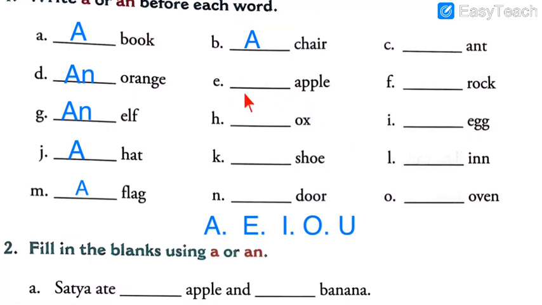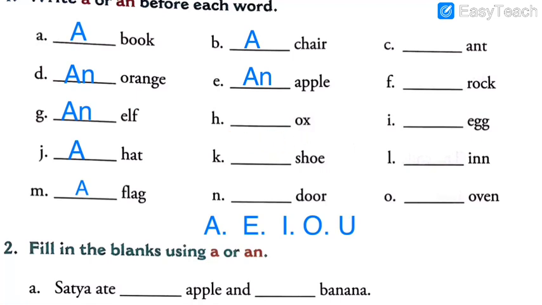Similarly, let us solve the next one. Dash apple. Here apple starts with A. So students, what should be the answer? Apple starts with A. Yes, A is a vowel. So what is the answer? An apple. Absolutely right. As it is a vowel, we have to write N. An apple. Clear enough?